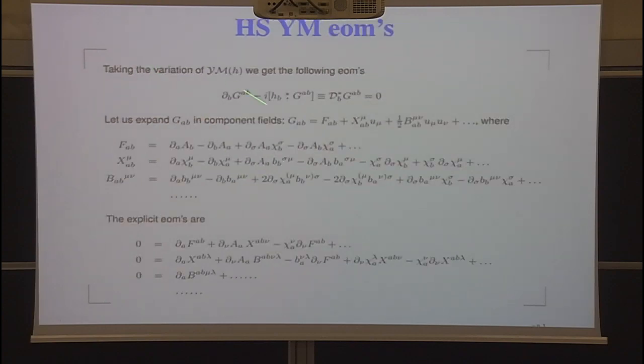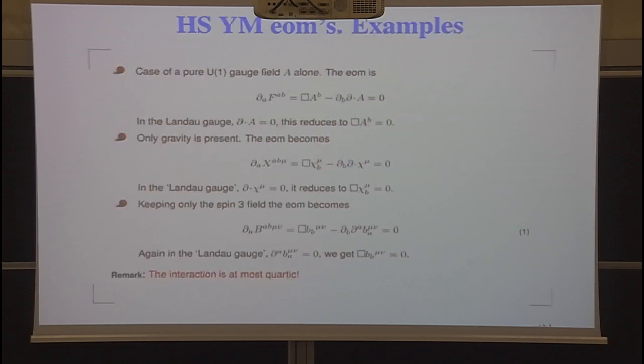Okay, now taking the variation, we get the following equations of motion, which can be written down in detail in this form. These are the infinitely many equations of motion of any spin. And in case that you have a pure U(1) case, you get this equation, which is the usual equation. If you impose the Landau gauge, you get this equation, the usual gauge-fixed equation for a gauge field.